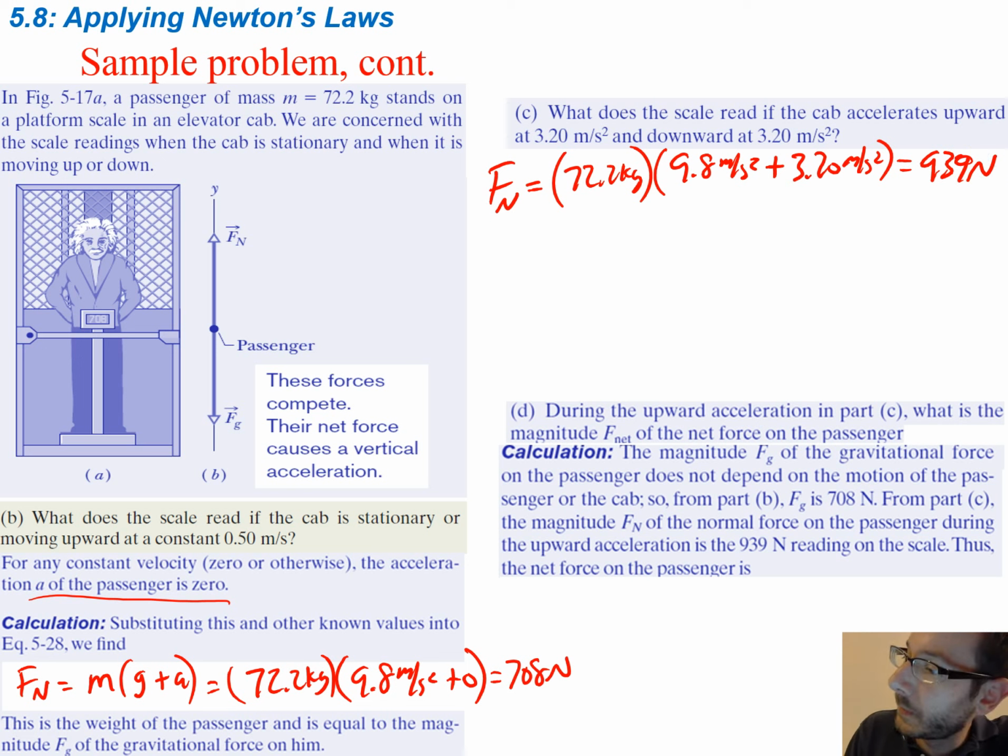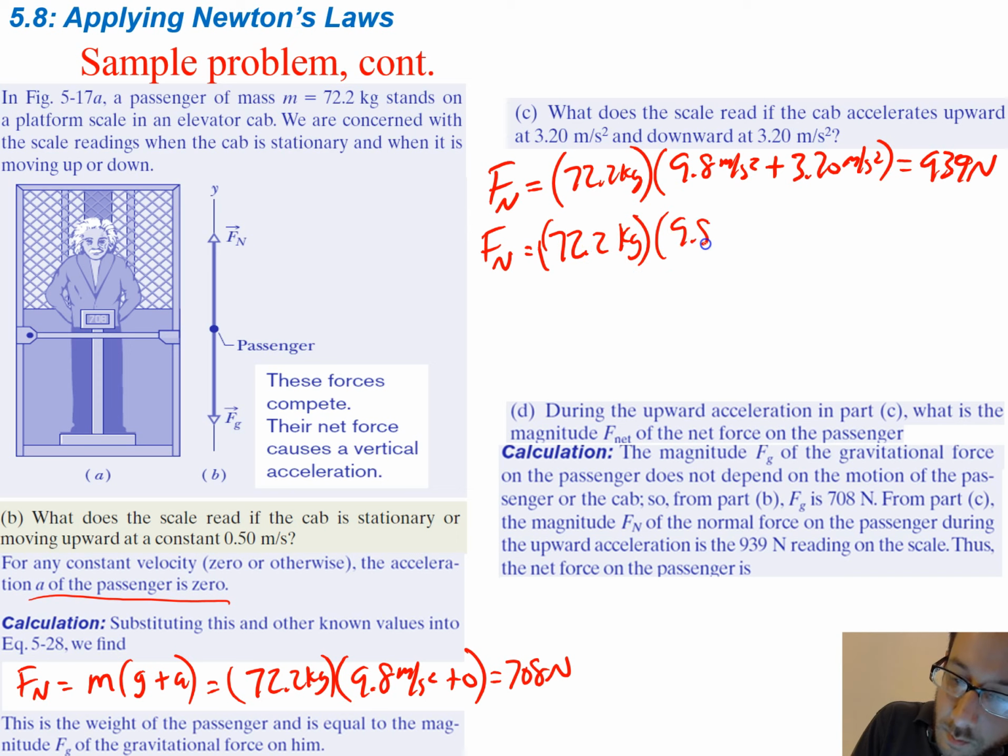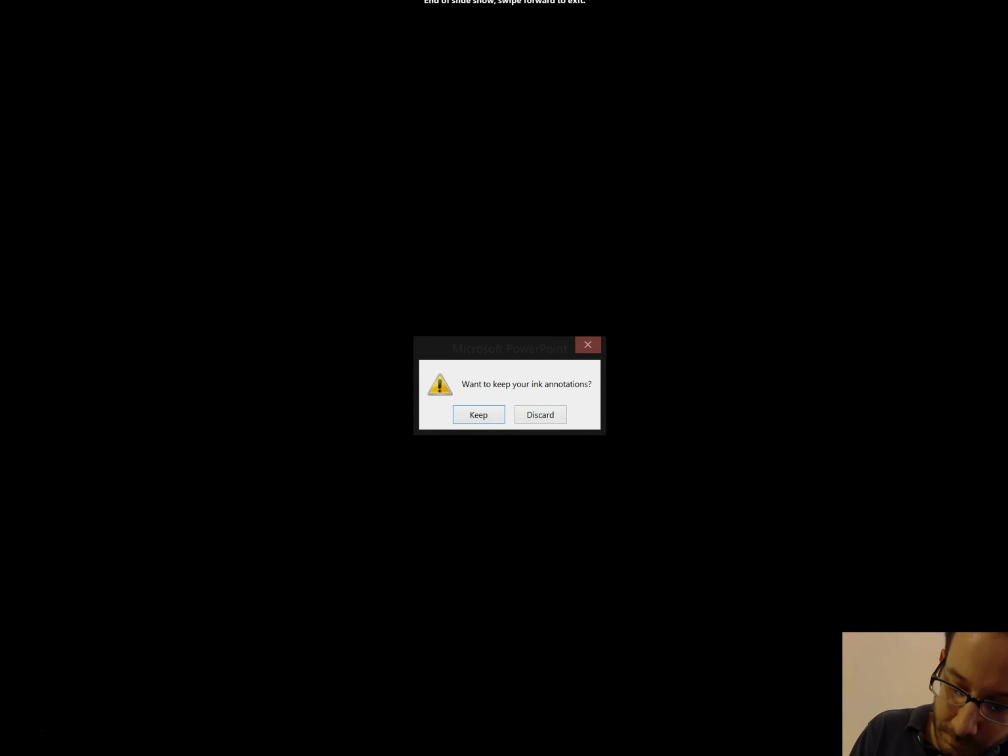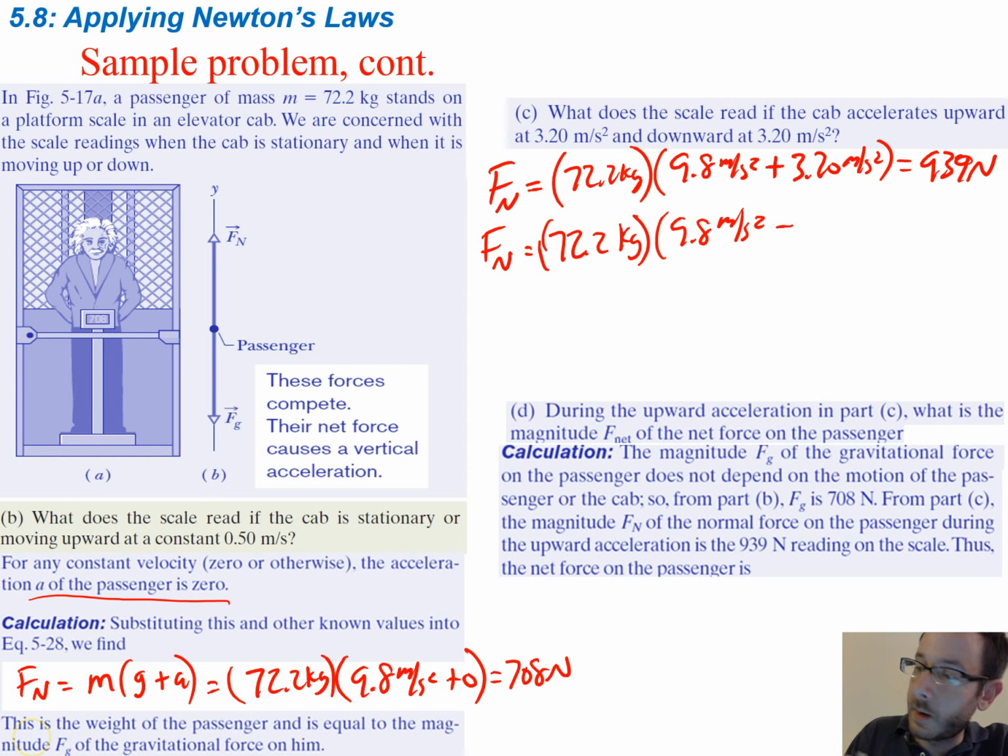939 newtons. All right. So the normal force, if it was going downward, is the same equation, but now we have a negative 3.2 meters a second squared, and that gets us 477 newtons.